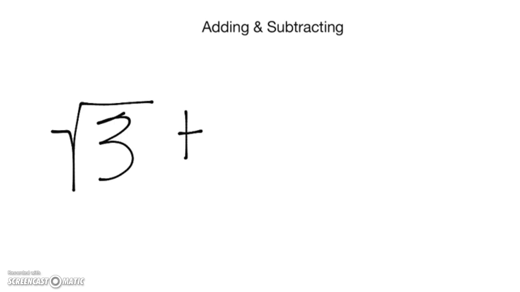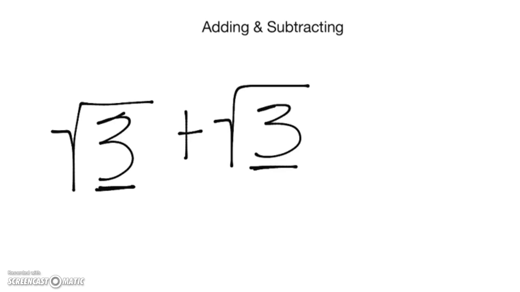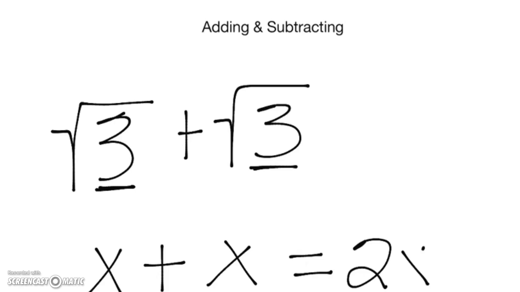So let's take a look at some that we can do, and let's talk about how that works. For instance, I can do the square root of 3 plus the square root of 3 because notice here our radicands are the same. When I add these, I'm going to have 2 of the same thing. And this is very similar to adding together 2 x's, right?